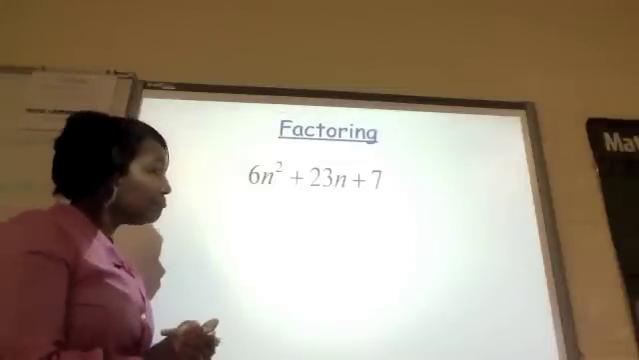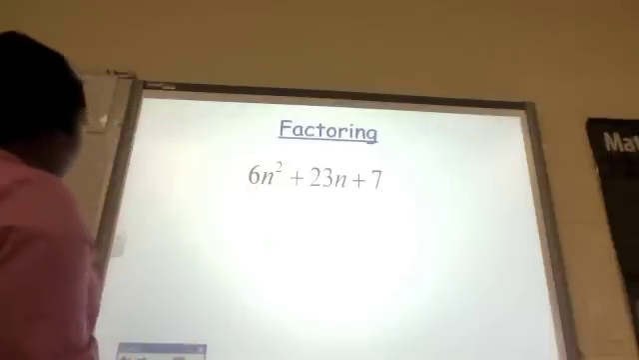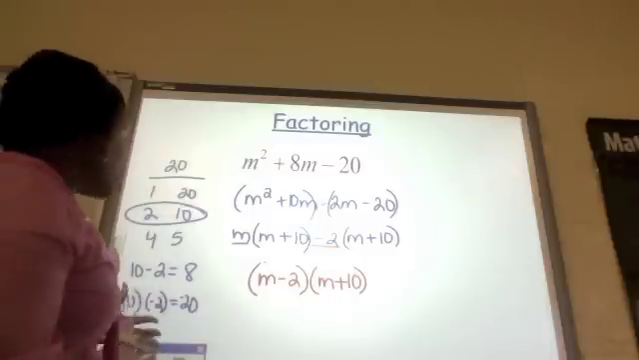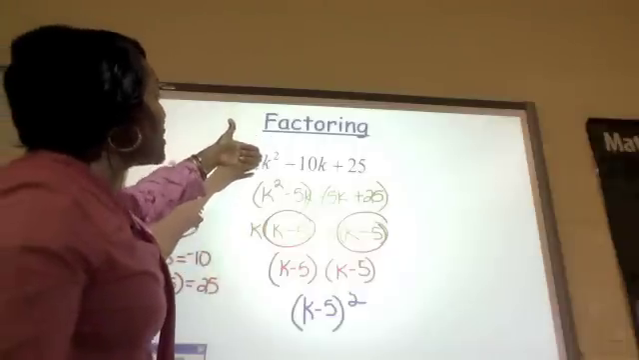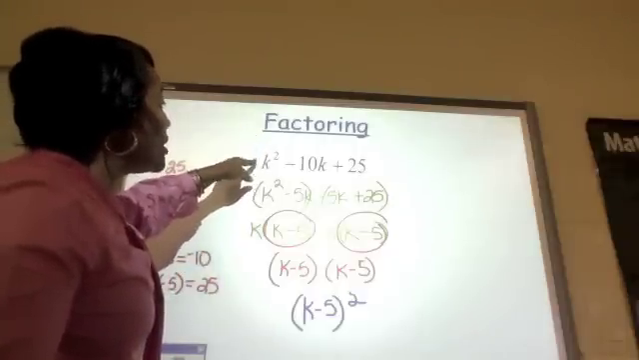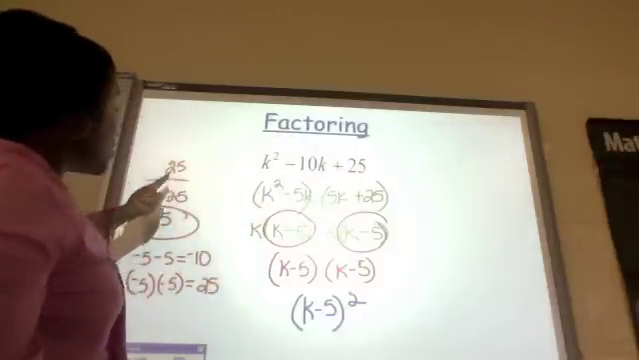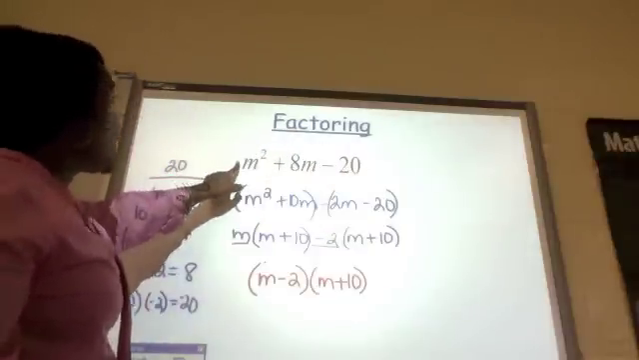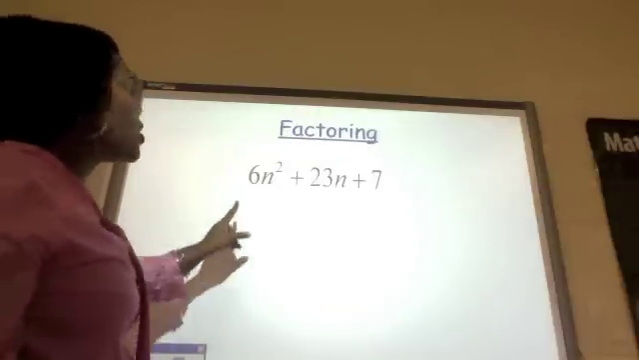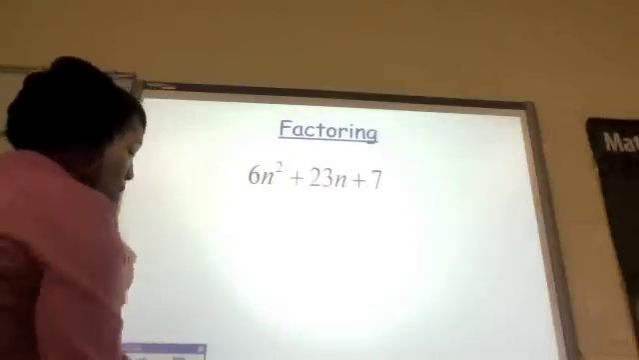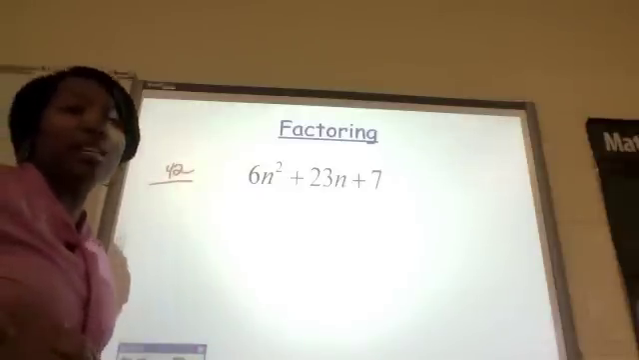Now, this is a little different. This time, A is 6. But I want to go back and point something out. You will still do that problem the exact same way. If you'll notice, we said that A here is 1. So really we're multiplying 1 times 25 and getting 25. Here, 1 times 20, 20. So here, 6 times 7, 42. And it's the same exact steps.